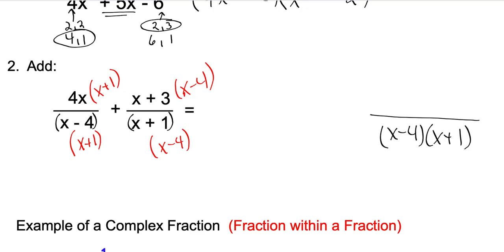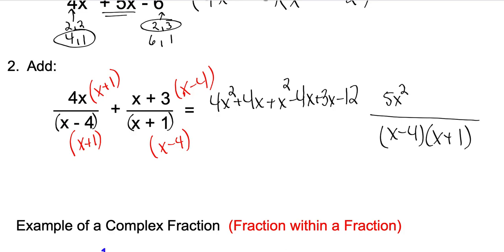So we're going to have to distribute here and FOIL here, and let's write those out. So on the left, we got 4x squared plus 4x. On the right here, we have x squared minus 4x plus 3x minus 12. Okay, that's my whole numerator. And now we just simplify that down and see what we got. So we have a 5x squared, and then we will have a 4x minus 4x is 0x plus 3x minus 12.